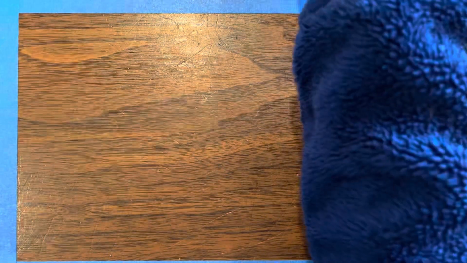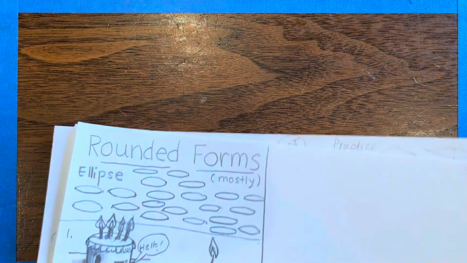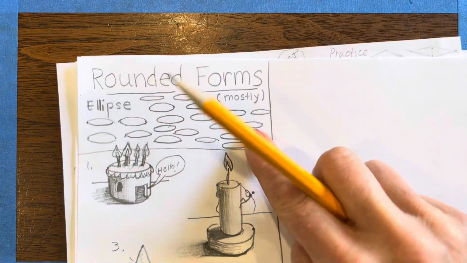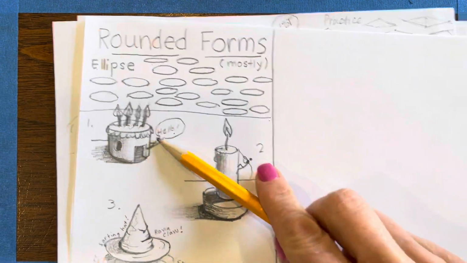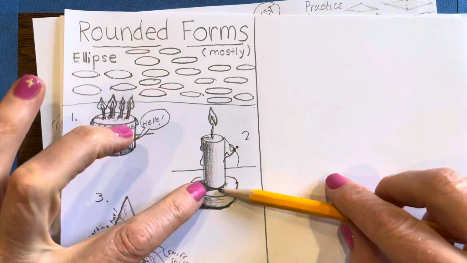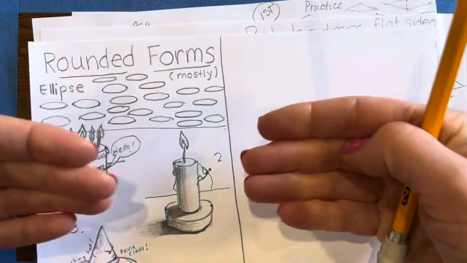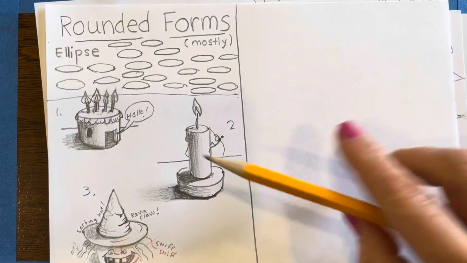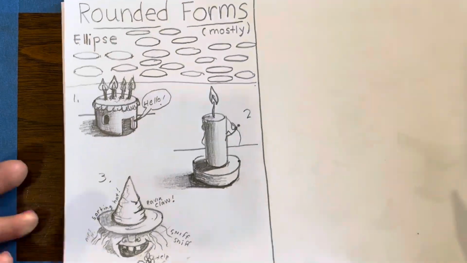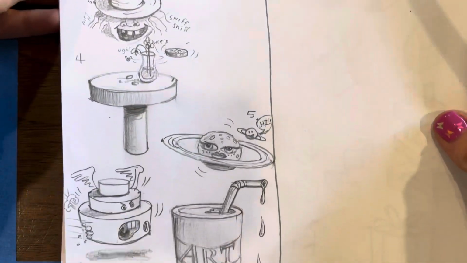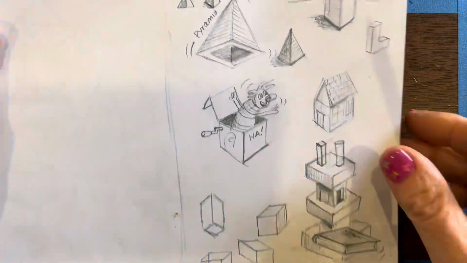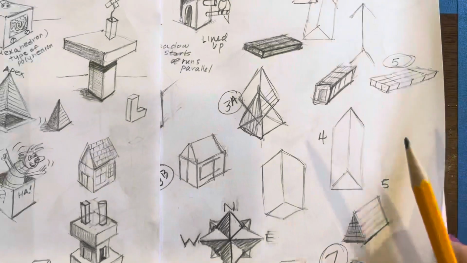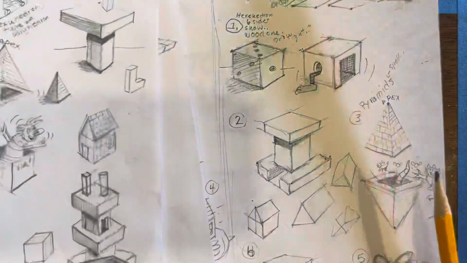Sweet. So last week, we worked with rounded forms and the ellipses. See, I fixed the spelling there. And we used foreshortening to bring one edge of it towards you, closer to you, to make a lot of different things. And this week, we're gonna make some polyhedrons. And we're gonna do some flat-sided forms.